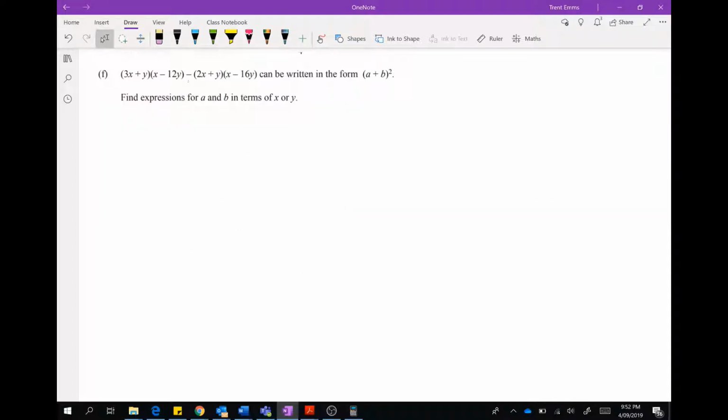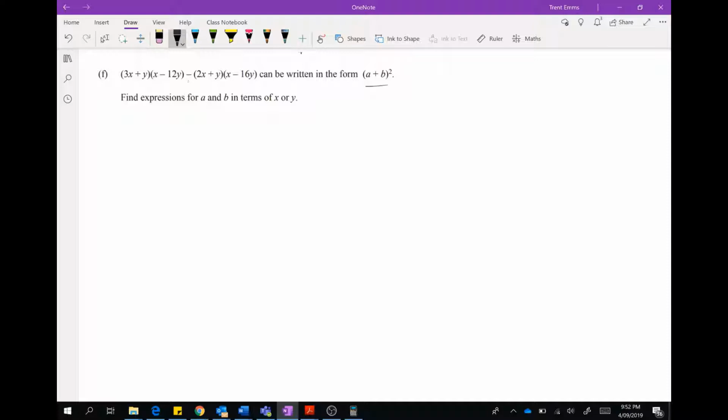We've finally made it to the final part of question 1, so we're going to go through that now. We need to show that 3x plus y multiplied by x minus 12y minus 2x plus y multiplied by x minus 16y can be written in the form a plus b all squared. So this is a perfect square question, or it will help if you have knowledge of completing the square to be able to do this.